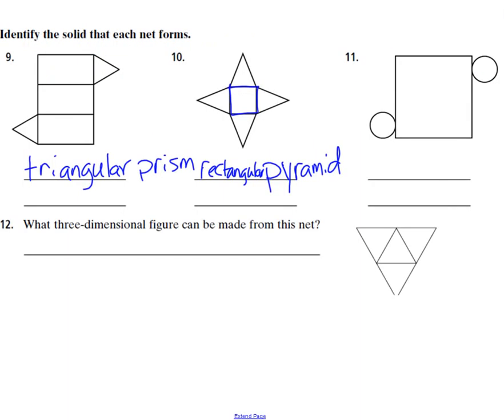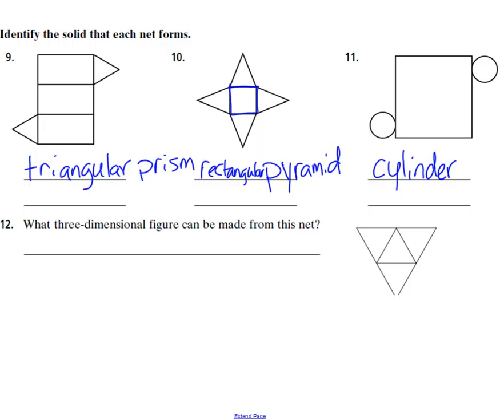All right, how about number 11? Cylinder. This is a cylinder. What kind of cylinder? Rectangular cylinder. That's a trick question. There's only one kind of cylinder. It's just a cylinder.